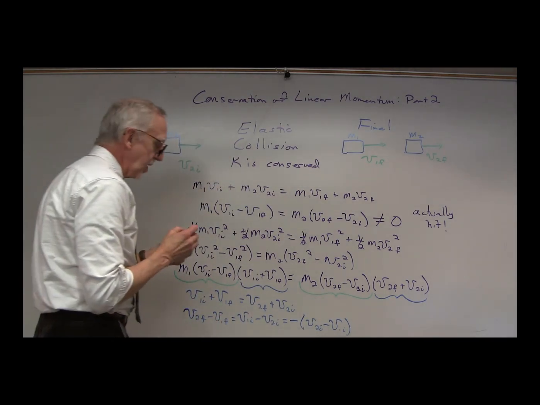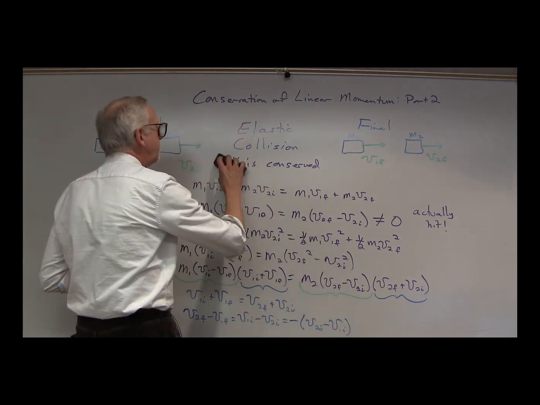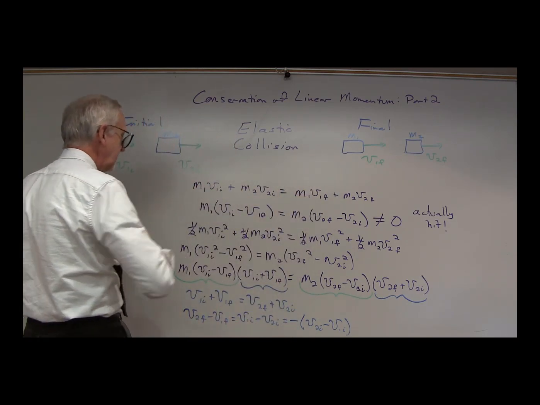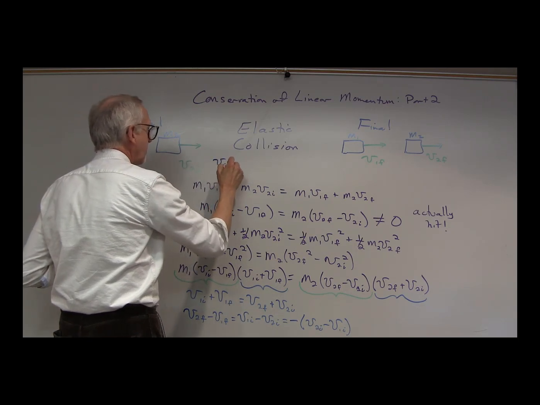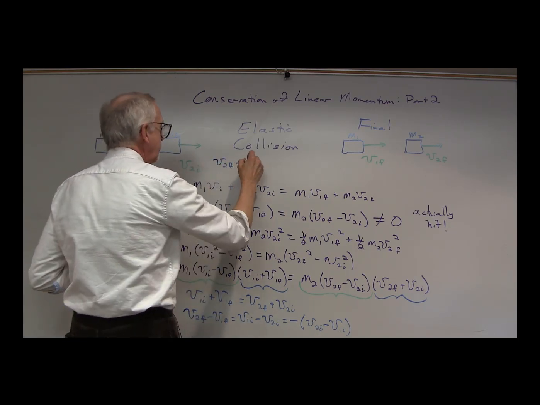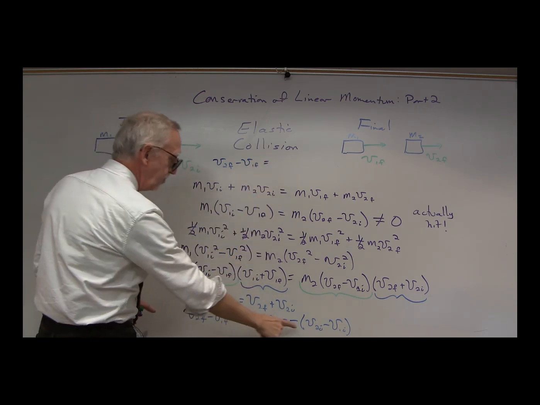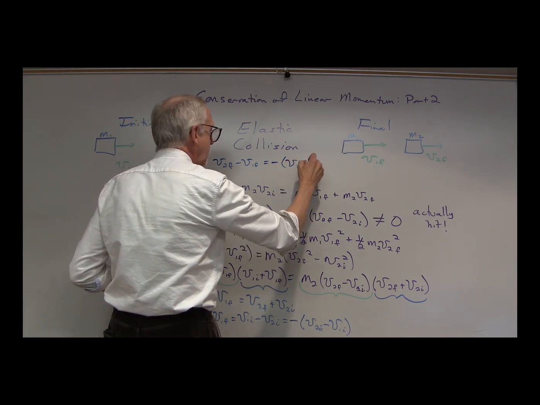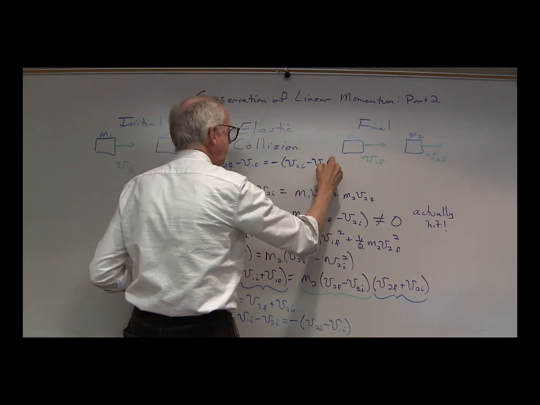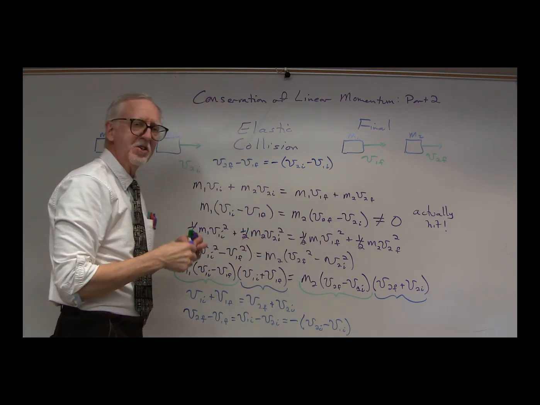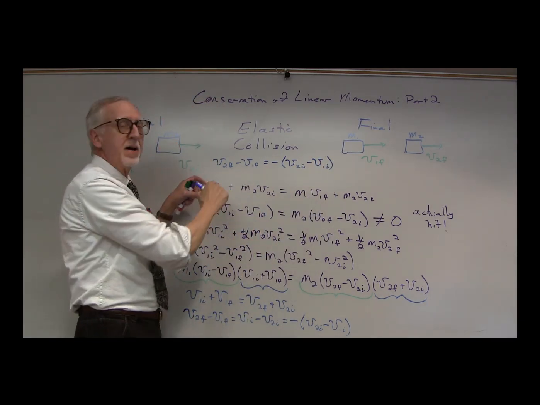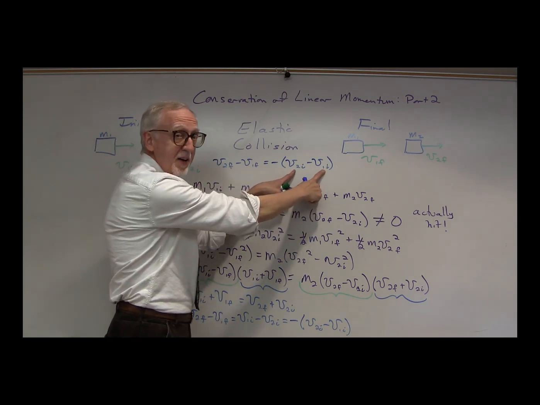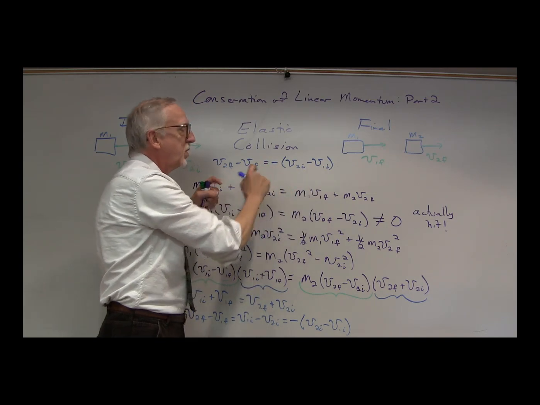Okay? Let me rewrite that where we can see it a little bit easier. I'm going to bring this last equation up here. V2 final minus V1 final equals negative V2 initial minus V1 initial. So this is an interesting result. Notice we've got V2 minus V1, and we've got it finally, and V2 minus V1, we've got it initially. And they are equal with a minus sign.